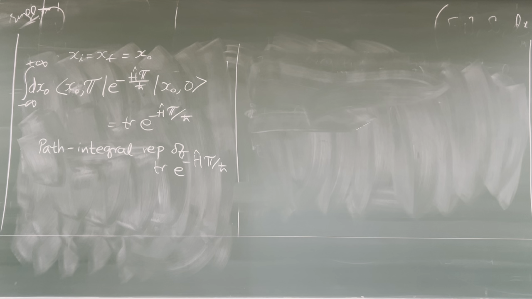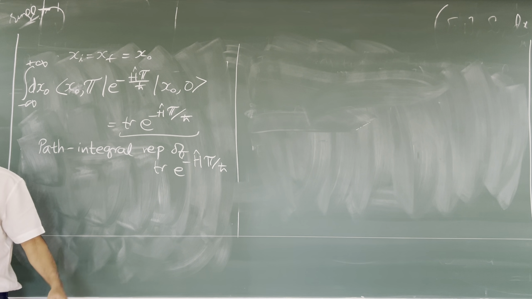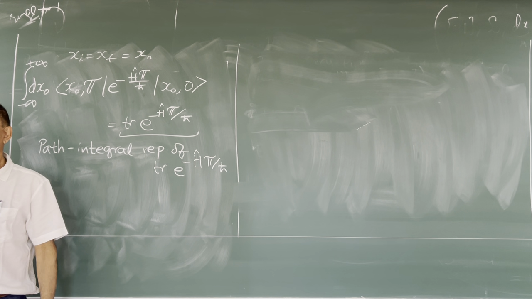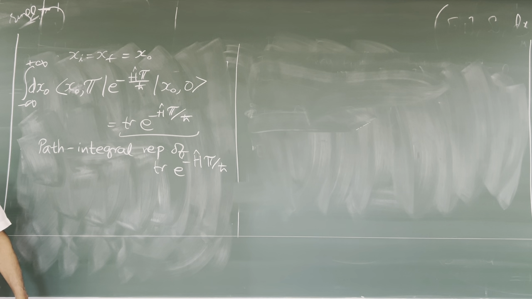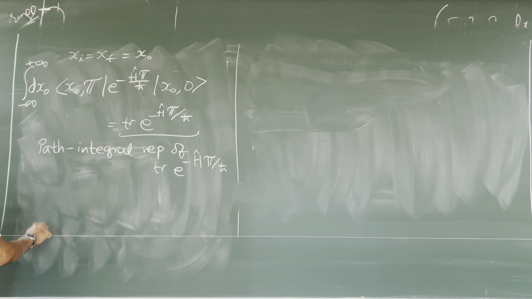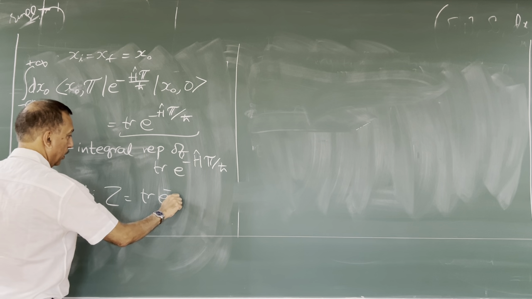Okay, now why is this good? It's good if I want to know this. So has anybody felt the need to know this quantity in any quantum mechanical theory? Say again? So StatMech, very good, good. What about StatMech? Partition function, very good. So in StatMech, the partition function Z is trace of e to the minus beta H.